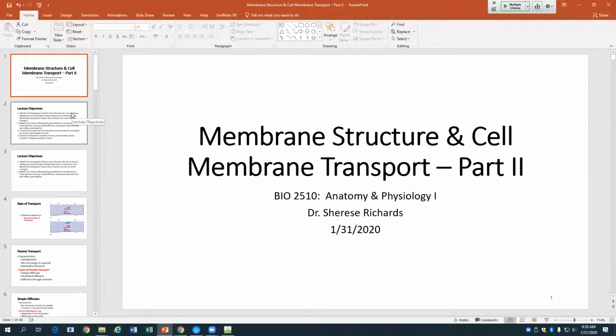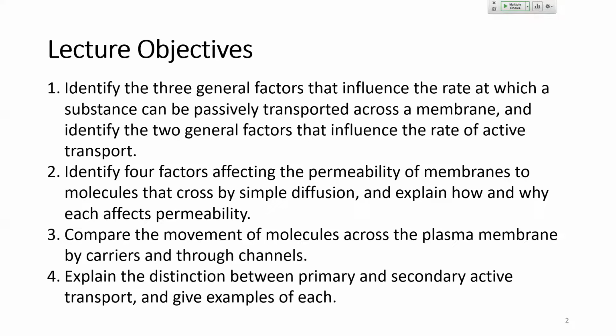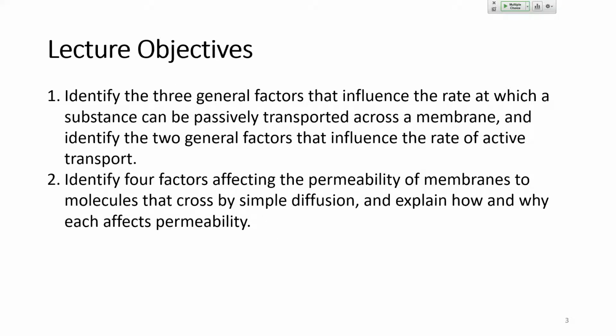We really talk about the movement of particles and the various mechanisms of transport. Okay, so we'll start with these two objectives. Identify the three factors that influence the rate at which substances are moved across the membrane passively. We really want to stress that movement is happening passively, although some of these mechanisms are not going directly through the membrane. They require some help.